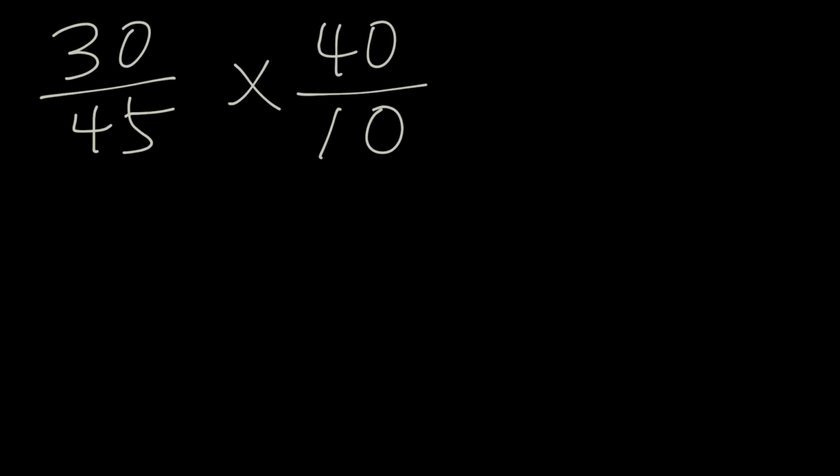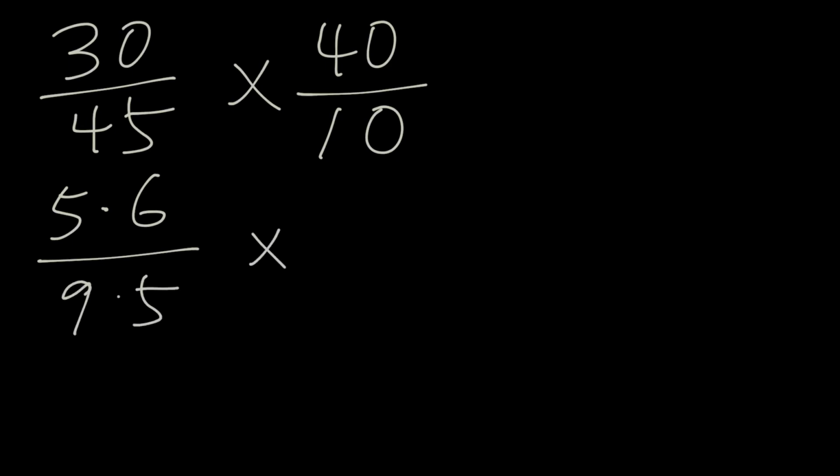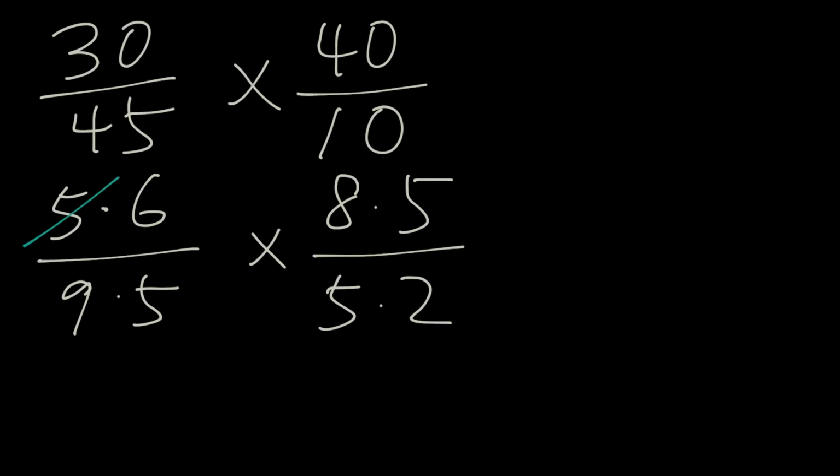In this example, 30 could be 5 times 6, and 45 could be 9 times 5. And 40 is equal to 8 times 5, and 10 will be 5 times 2. So here, we can see that we could simplify the 5.